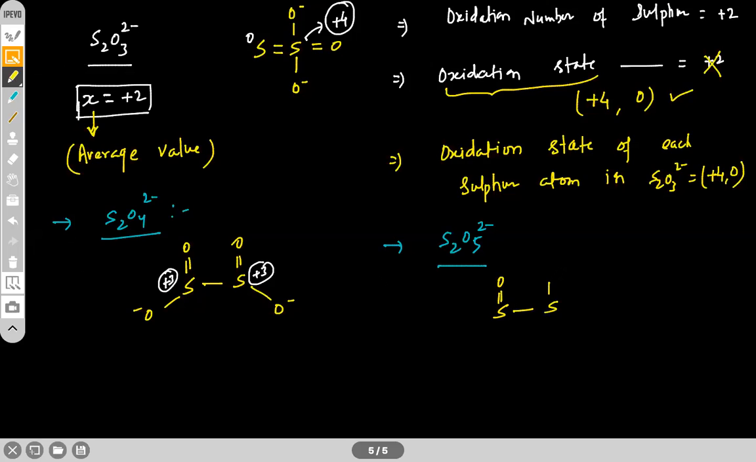We mostly have sulfur-sulfur linkage in all these structures. Okay, a few exceptions we have. We'll discuss those exceptions also. But mostly we have a sulfur-sulfur bond present in all.